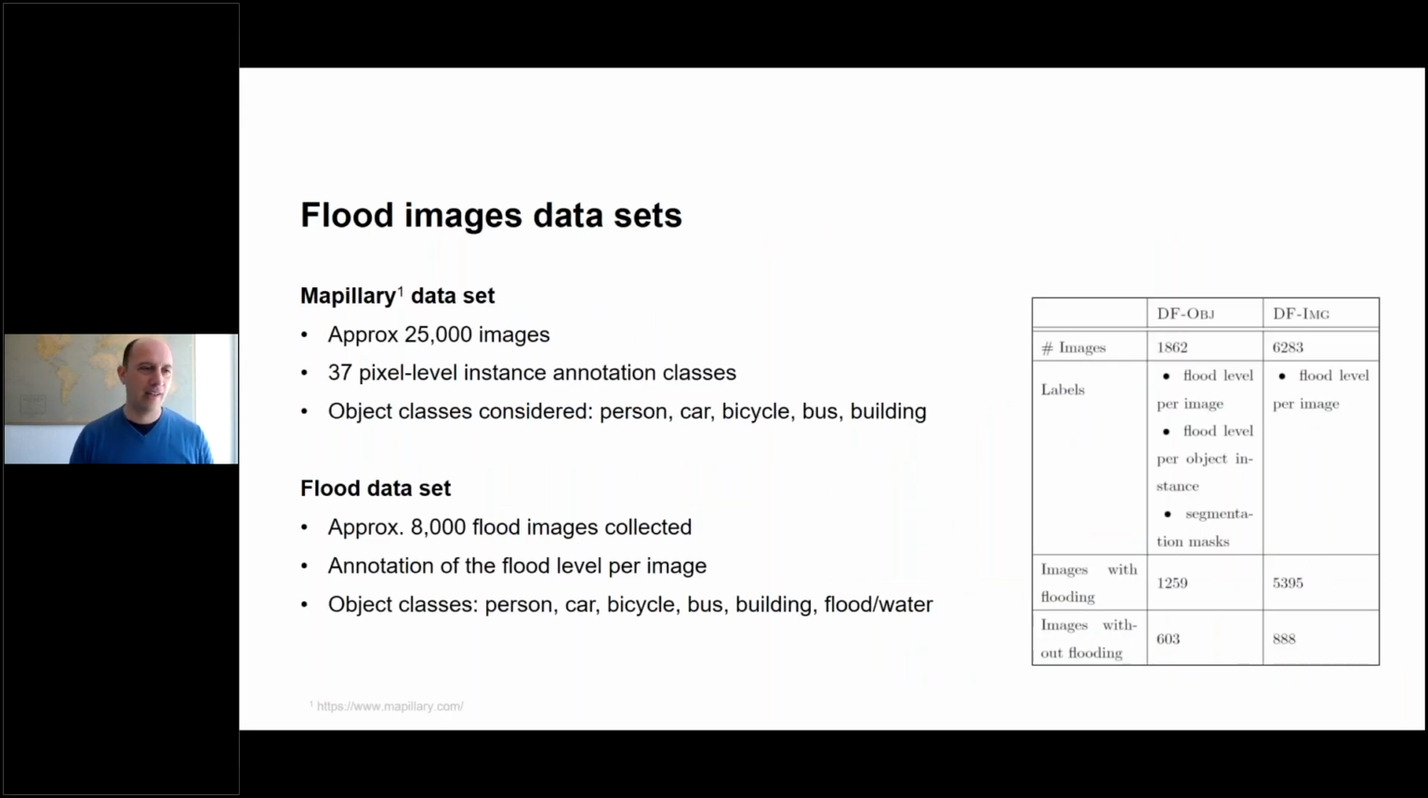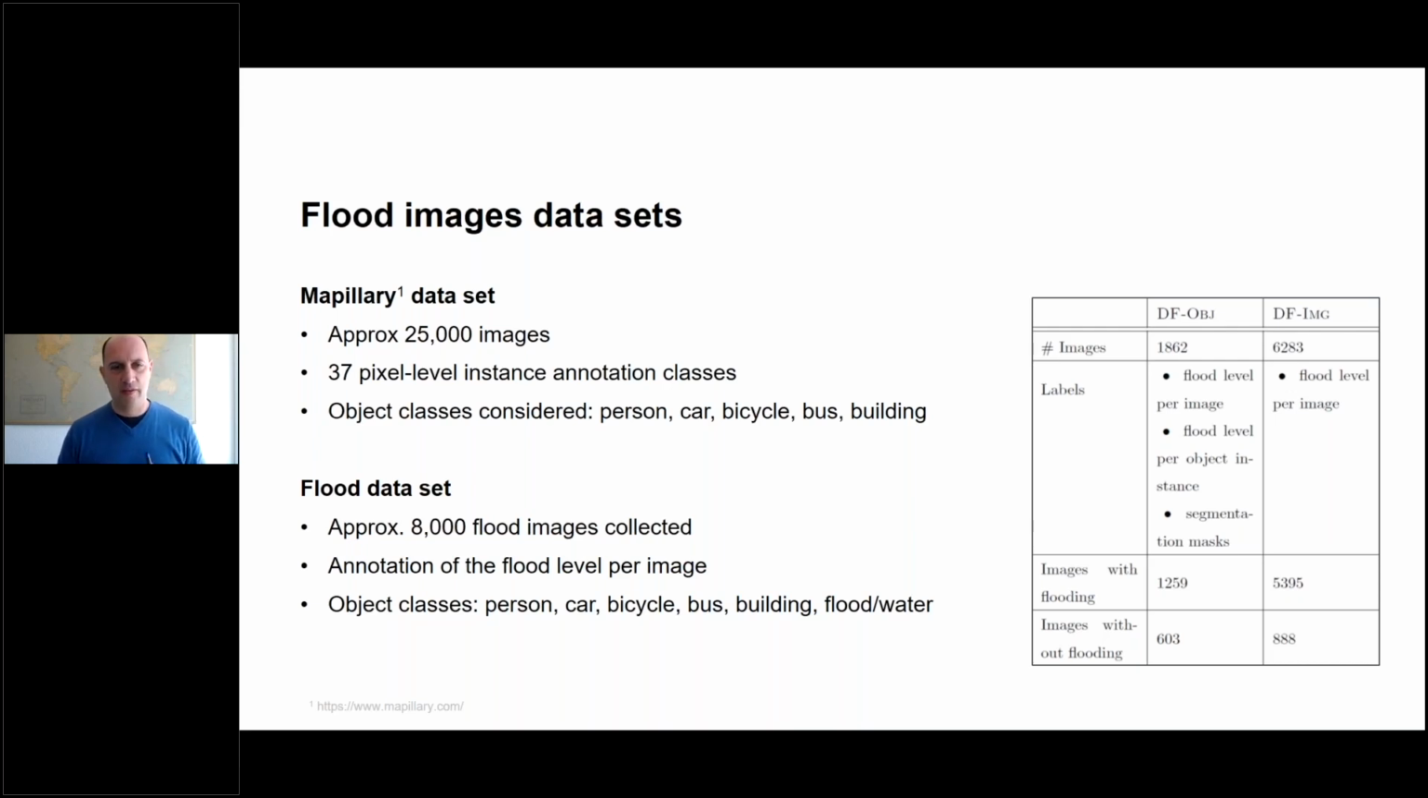So as well as Antonio presented what is behind these computer vision and machine learning models, we started with about 25,000 images, which I have to say is not really a huge amount of images, where we could classify different objects: persons, cars, bicycles, buses, buildings, and so on. And then we collected around 8,000 flood images, or images of flood events, and again annotated each one of these images for the flood level, and also identified the object classes in these images.